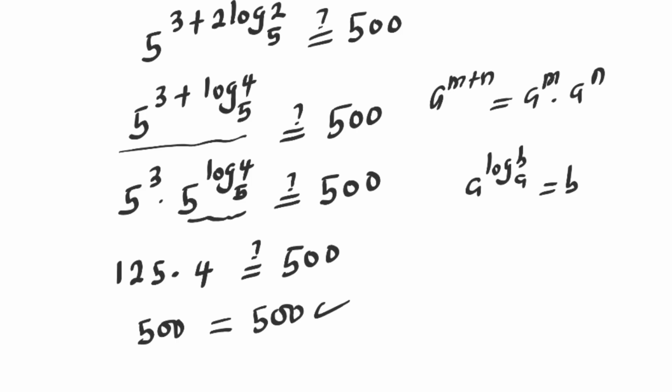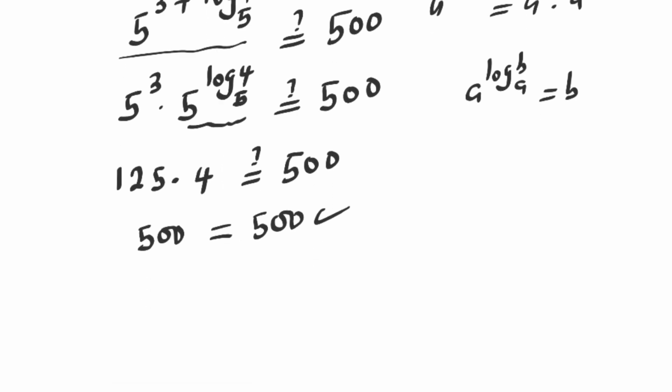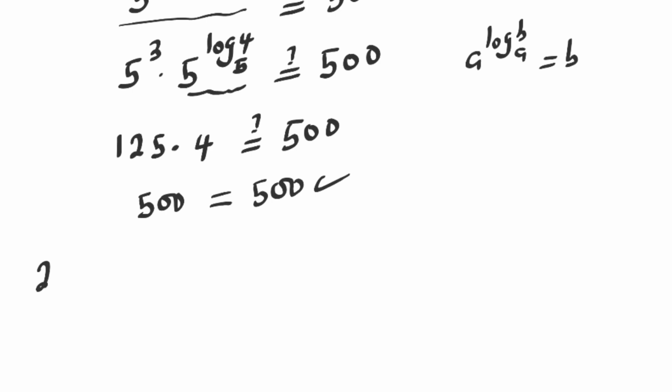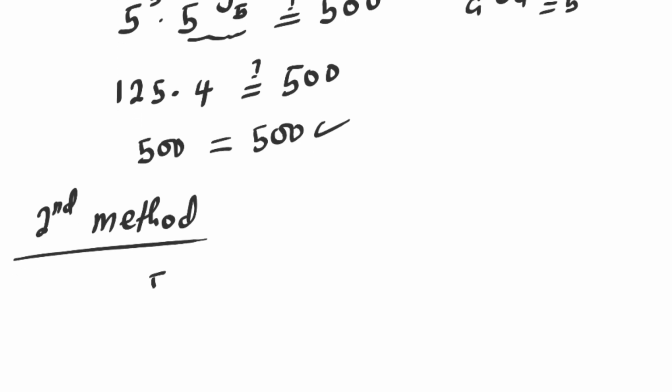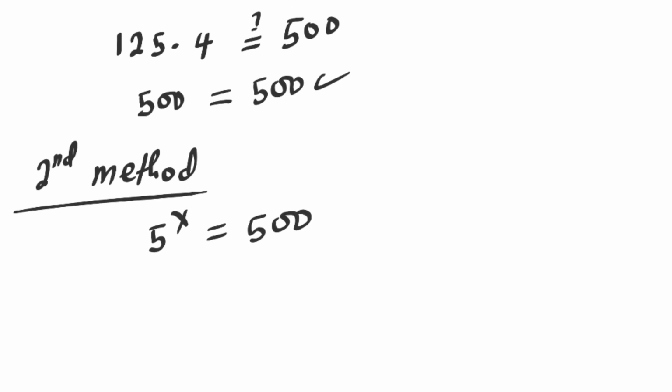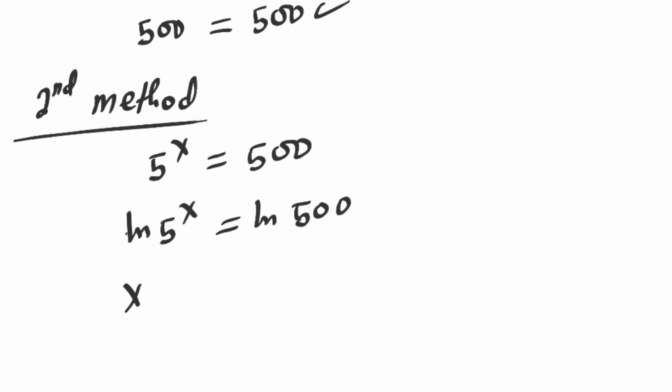Let us solve this using another method called the method of natural logarithm. This is the second method. We have the given equation 5 raised to power x is equal to 500. Let us take the natural log on both sides. We have ln of 5 raised to power x is equal to ln of 500. With this method, you can actually solve this in less than 1 minute. This is x ln of 5 is equal to ln of 500.